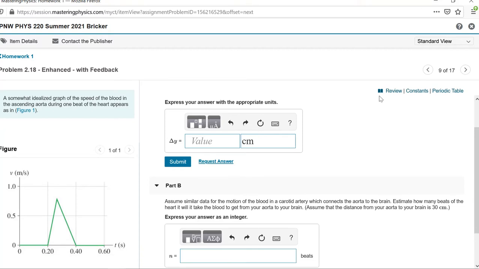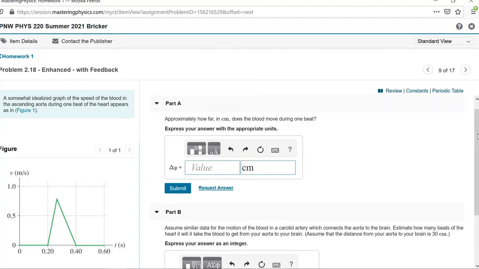Okay, here's the next one. A somewhat idealized graph of the speed of blood in the ascending aorta. So it's a biology question. During one heartbeat appears in the graph. Okay, so the speed goes from 0 up to 0.75, and then back down to 0 in 0.2 seconds.